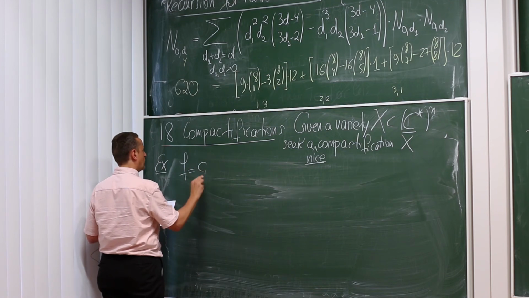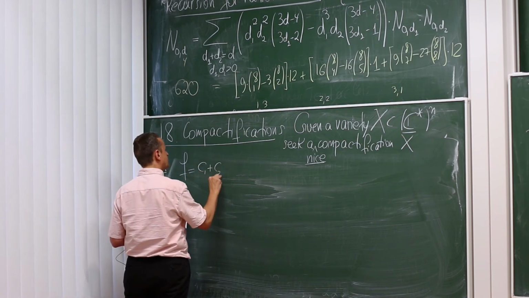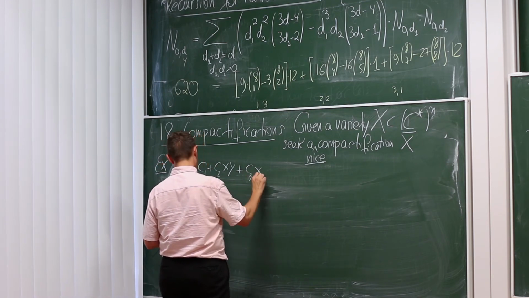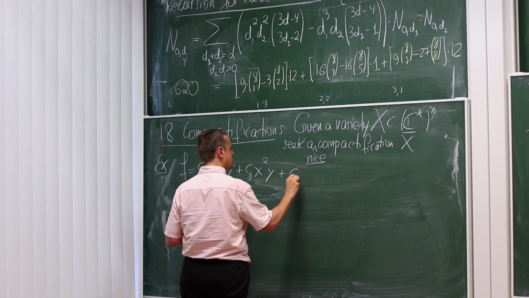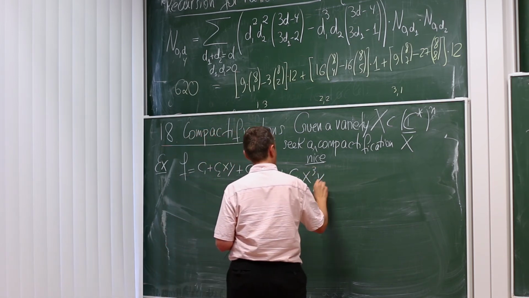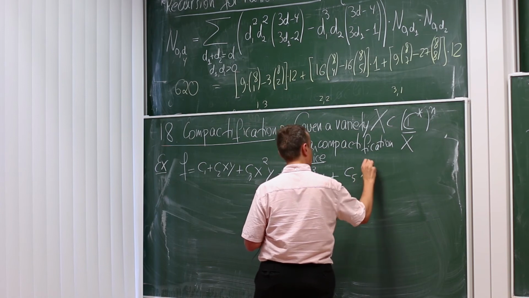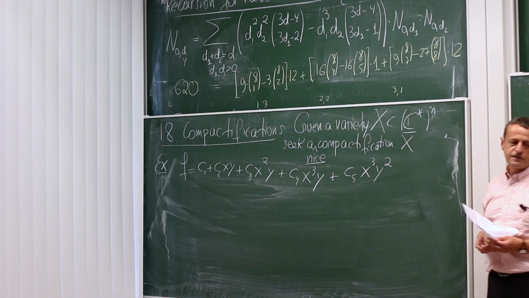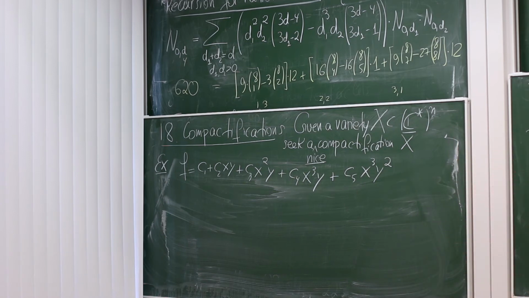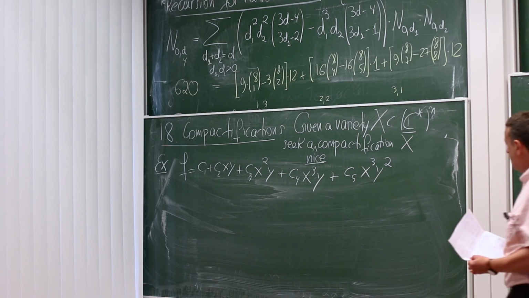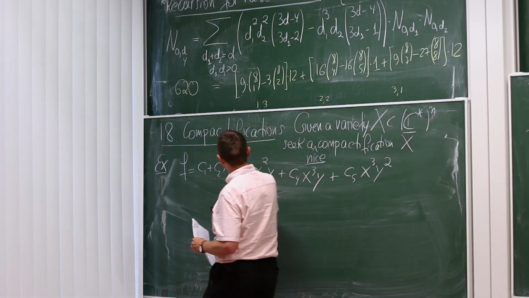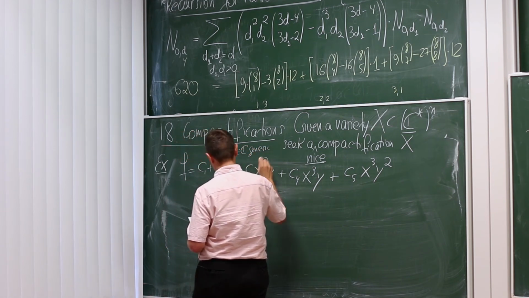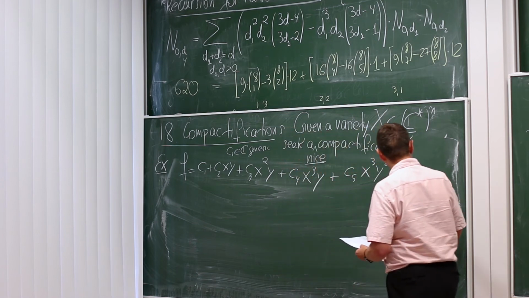So let's take a plane curve C1 plus C2 xy plus C3 x squared y plus C4 x cubed y plus C5 x cubed y squared, where the c's, the 5 coefficients, are random complex numbers. Okay, so let's think about these coefficients. They're somehow generic. The Ci are general complex numbers. Let me draw the Newton polygon.